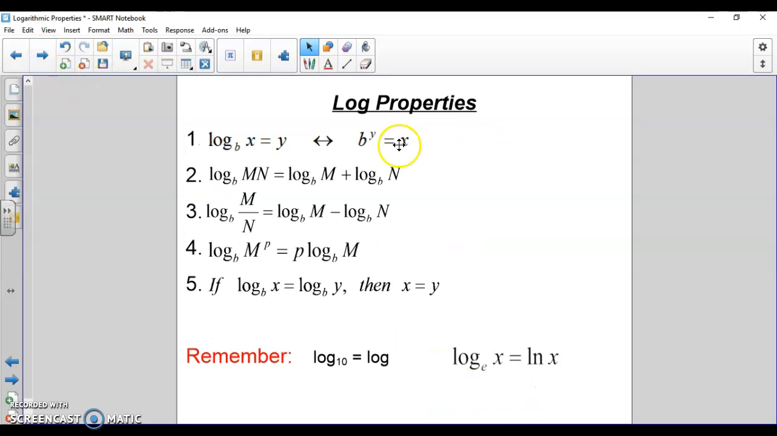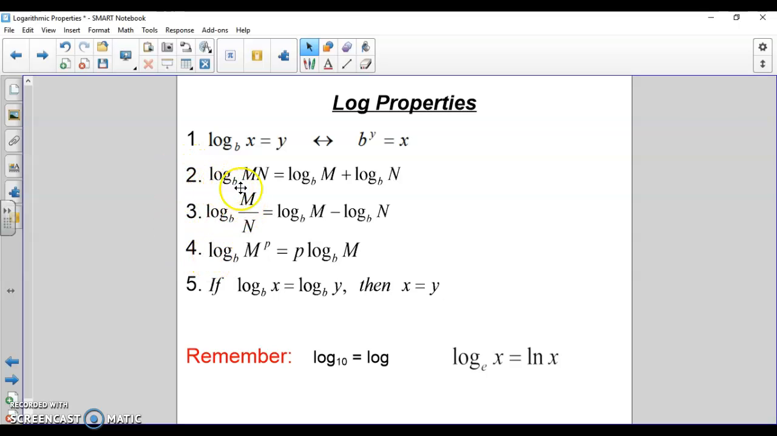Alright, all the other properties. Property 1, we've already talked about. Property 5 is not going to come into play this week. I'm just writing it so I have all the properties in one spot. This will probably come into play next week with equations. We're going to be focusing on properties 2, 3, and 4.